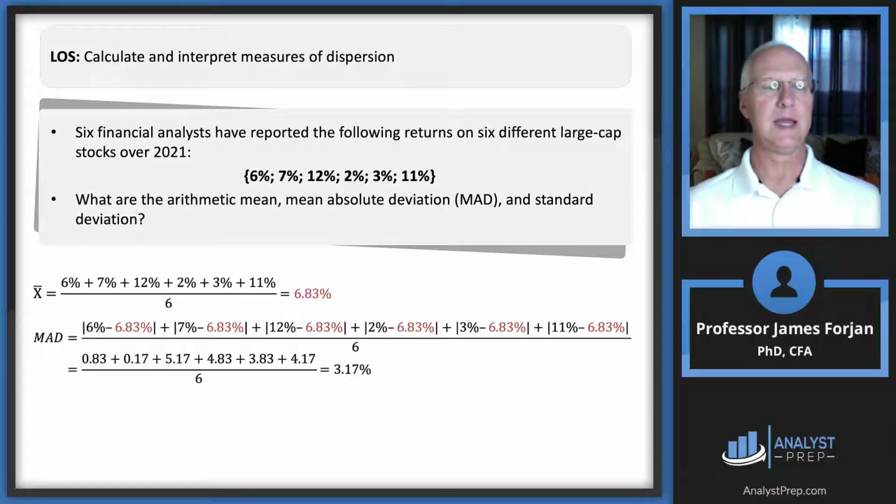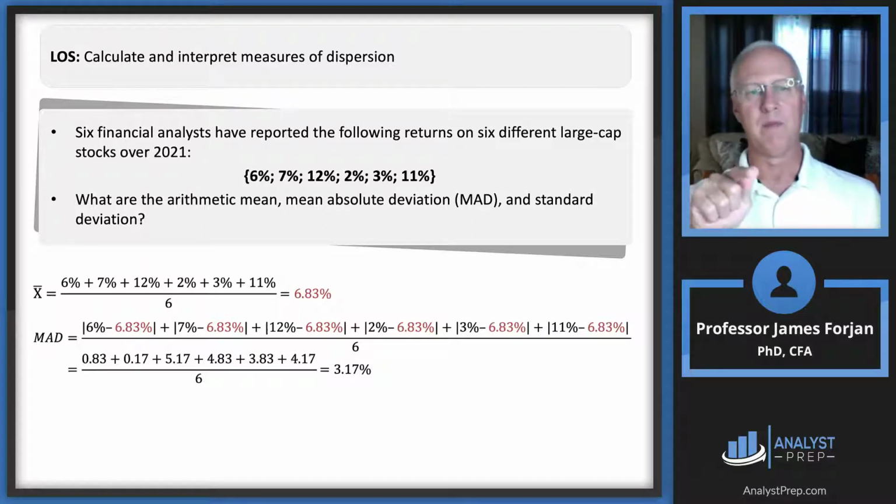There's the mean absolute deviation. Take that 6% first observation minus the mean, 6.83. Notice we have the mean bolded in red. And then sum those, divide by 6, and you get a mean absolute deviation of 3.17%. So there's our first sense of a measure of dispersion.